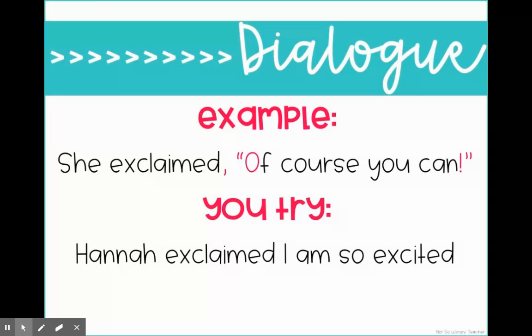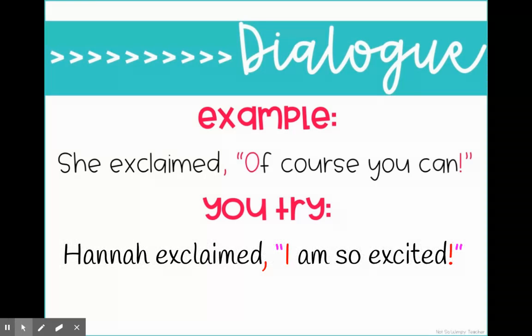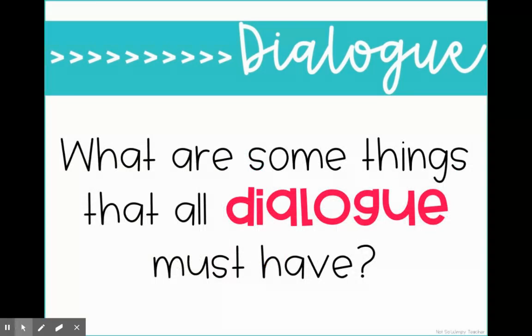Last one, she exclaimed, "Of course you can." So your sentence is, Hannah exclaimed, "I am so excited." Awesome job. If you added a comma after exclaimed, quotation marks, capitalized the I, an exclamation mark at the end, and then added your end quotation marks, you got that one correct.